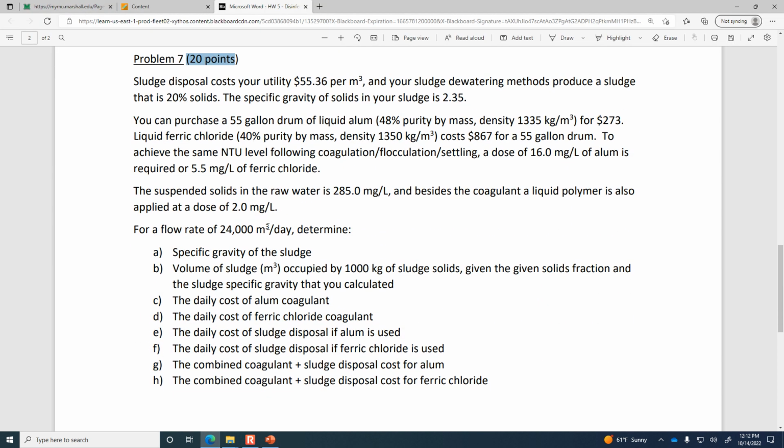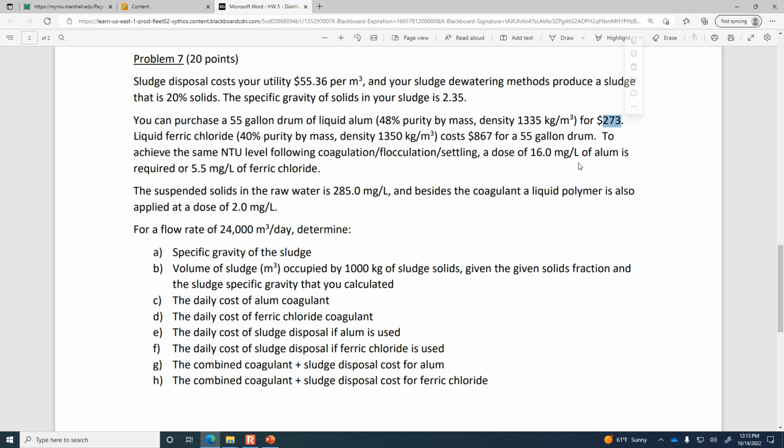So this problem 7 is just kind of an economic analysis where if you're given a sludge disposal cost of $55.36 per cubic meter, and you know the cost of ferric chloride, the cost of alum, then I'm asking you to consider basically which is better to use for coagulation, the alum or the ferric chloride, because each one of them is going to require a different dose to achieve the same finished water turbidity, and each of them is going to generate a different amount of sludge.